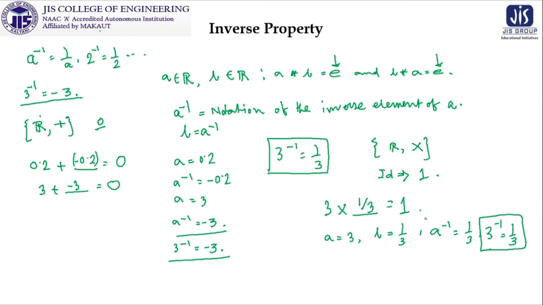So when one structure follows all those properties sequentially, starting from closure property, then associative property, then identity property, and finally the inverse property, that algebraic structure together with the operation is called a group.